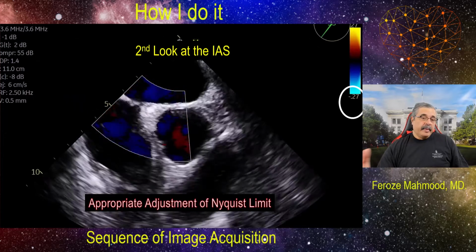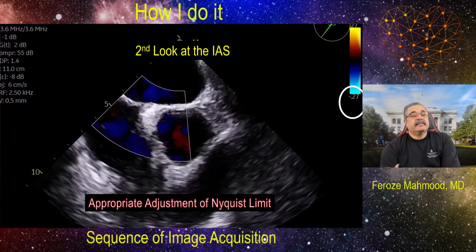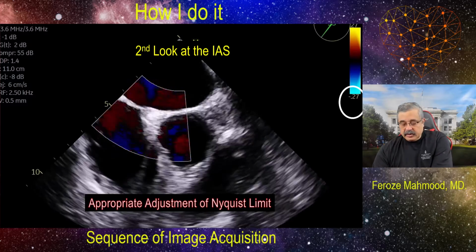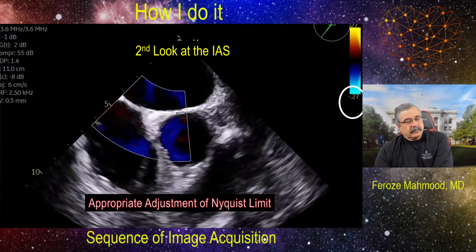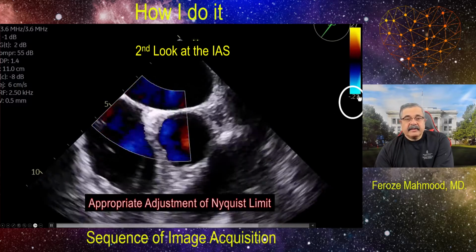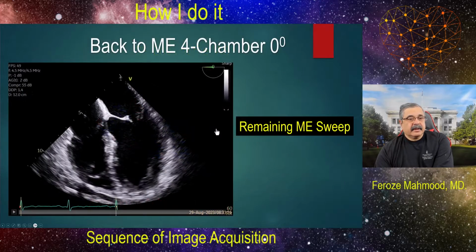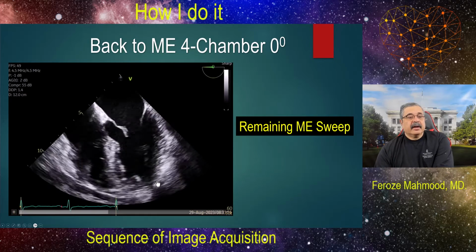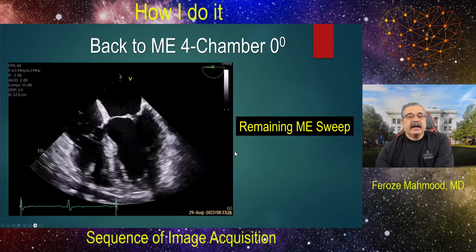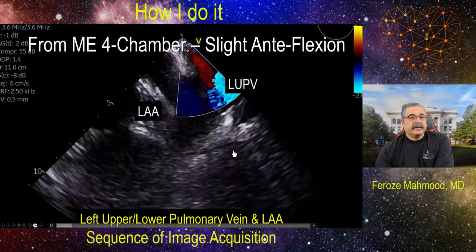And again, we go back to the second look at the intra-atrial septum, looking at the anterior rim of the intra-atrial septum to exclude a patent foramen ovale, and again, appropriate adjustment of the Nyquist limit, as you can see in this one. Now we come back to our midesophageal window again to look at the ventricle in four chambers: right atrium, right ventricle, left atrium, left ventricle, and now we could go do the remaining sweep.